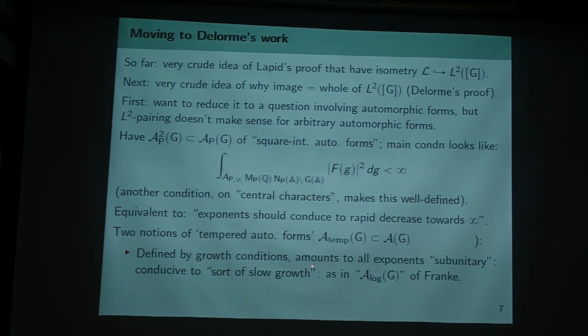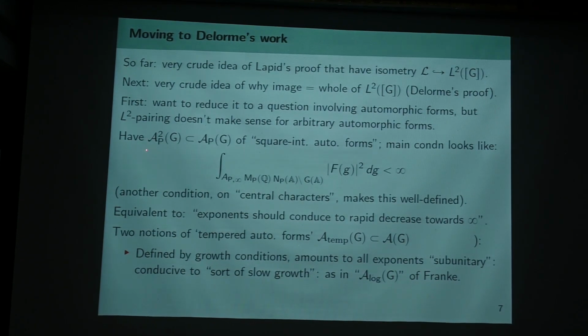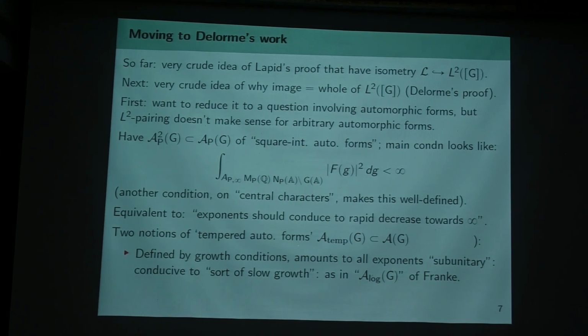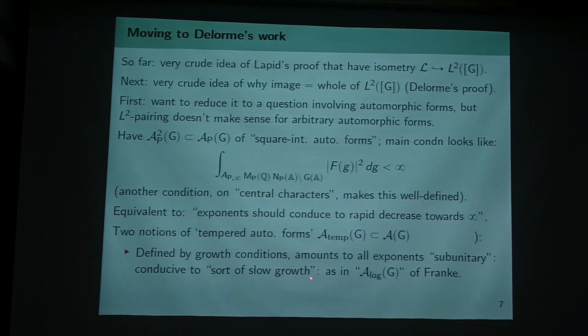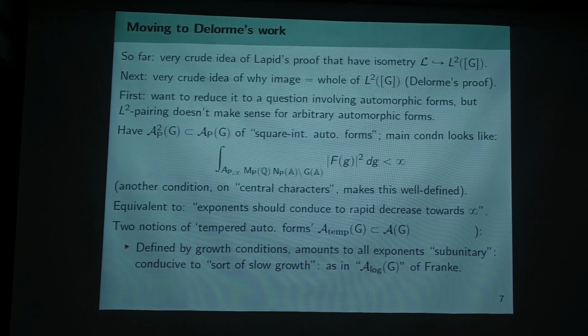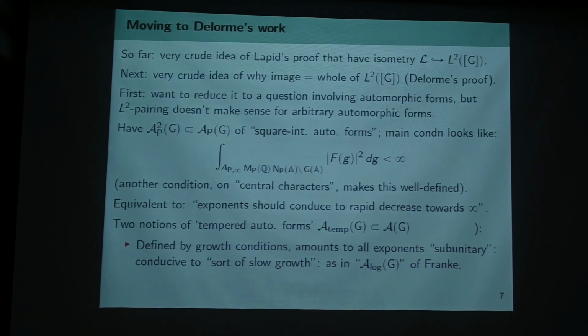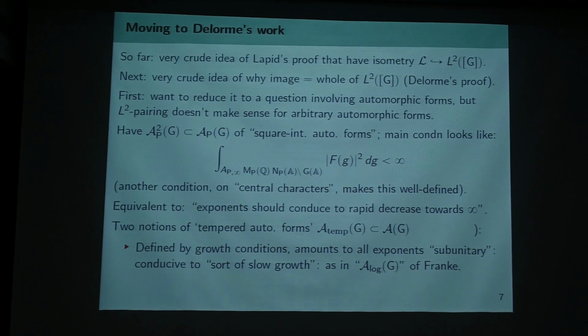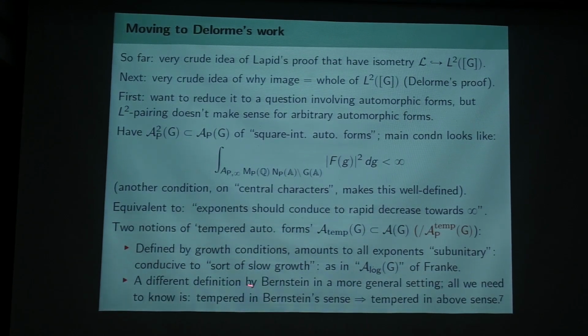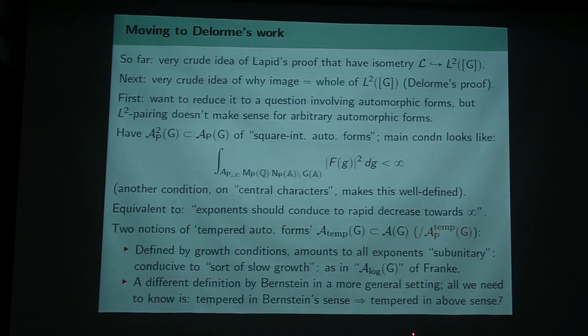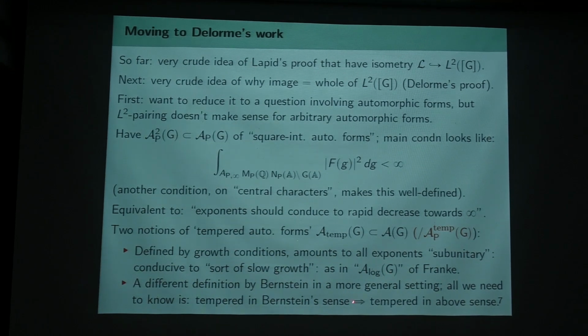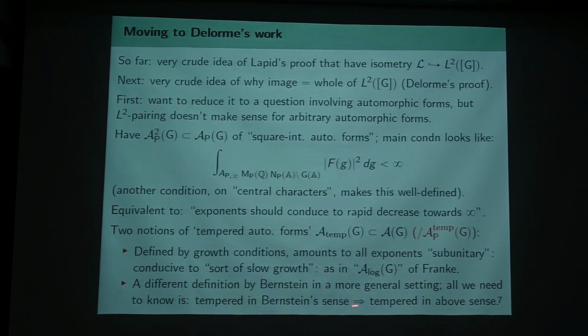So this is bigger than A2 of G. They are not rapidly decreasing, but they are of slow growth. What does slow mean? The exponents do not contribute to any growth. Only the polynomials can create growth. That's the meaning of slow growth. There is also a different definition of tempered by Bernstein in a more general setting, and all that we are going to need is that tempered in Bernstein's sense implies tempered in the above sense used by Franke and Delon.